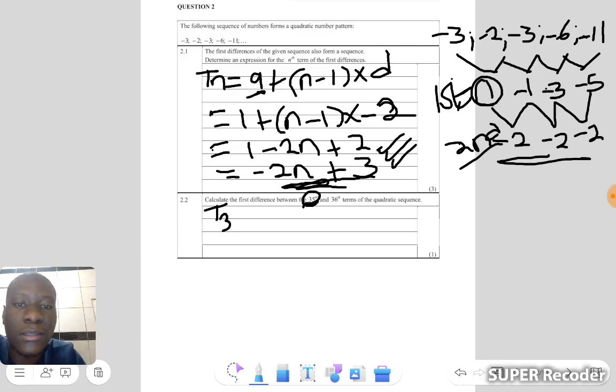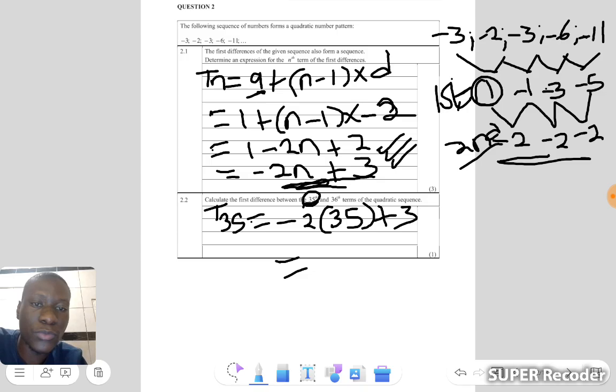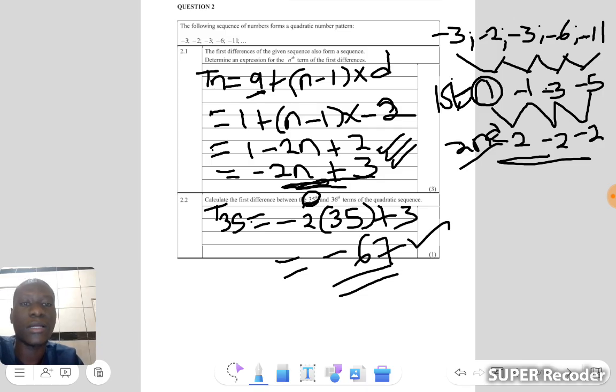So it will be T35 equals -2 times 35 plus 3. So what we need is to punch the calculator. -2 times 35 plus 3 is equal to -67. That is where you get 1 mark. That's all that you will need to do in question 2.2. Remember to choose the lower number. Sometimes it may be 25 and 26, and you have to put 25 here. I hope that is clear. So let's move on.